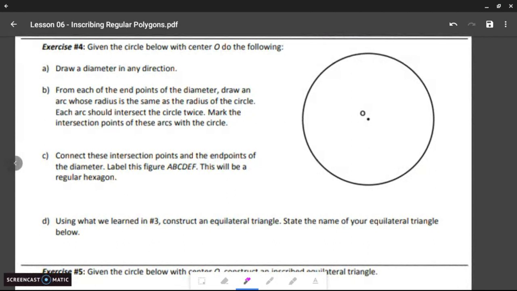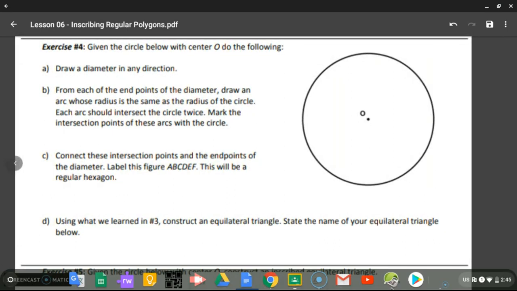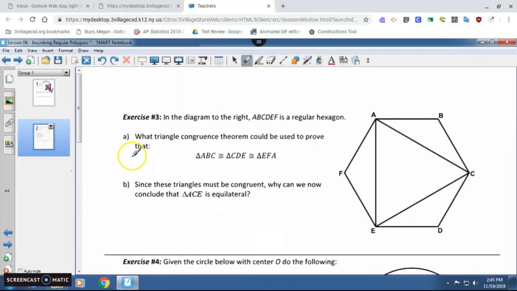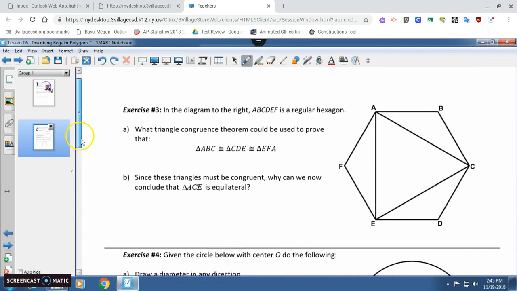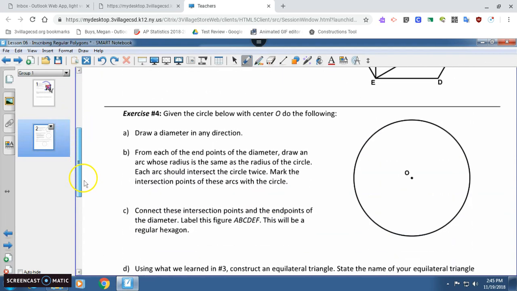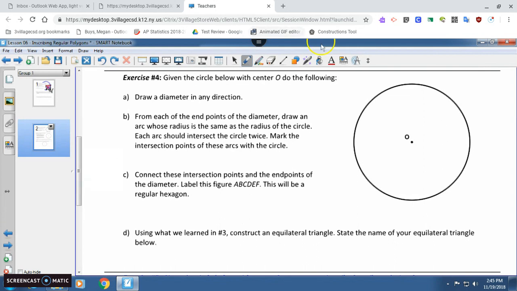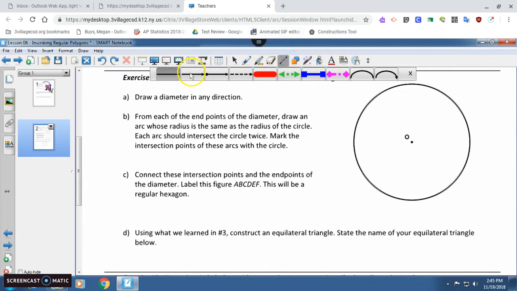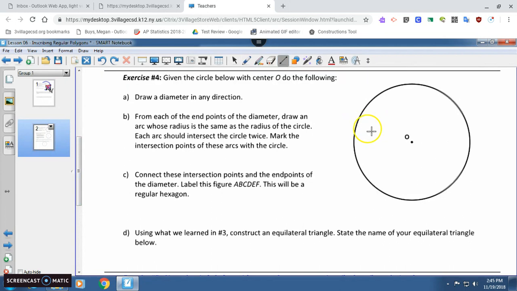Now, I'm looking at exercise 4. We are going to do another construction at this point. Because we're talking about a construction, we're given the circle with center O. We want to draw a diameter in any direction, similar to how we started off the first exercise. Any diameter, just as long as it touches both ends of the circle and passes through the center.